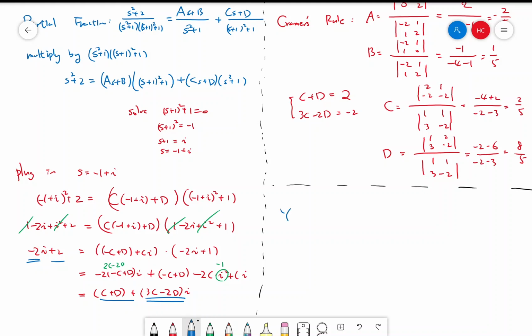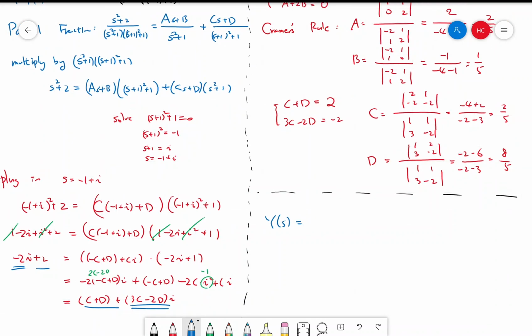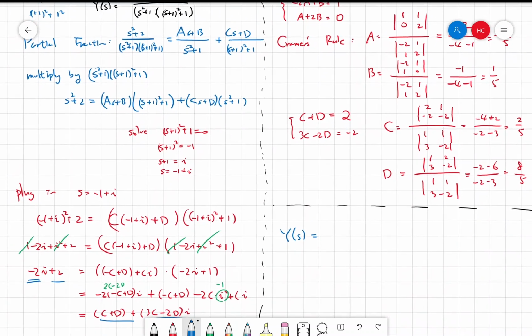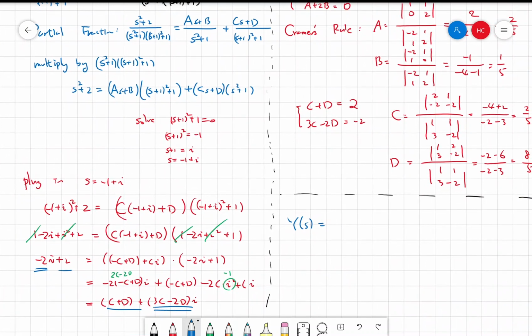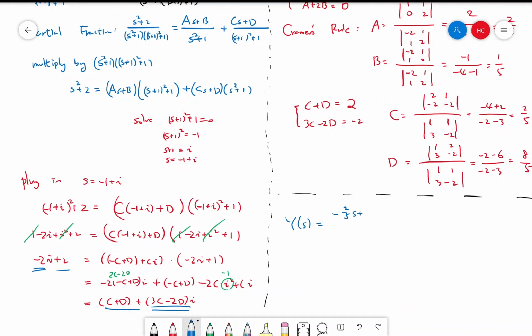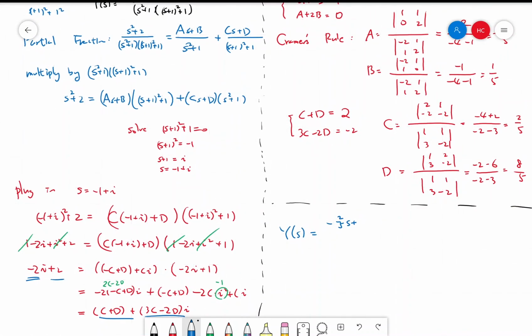So our capital Y is equal to A is negative 2/5, I think, yeah. So it's negative 2/5 s plus B is 1/5. This is over s^2 + 1, plus C is 2/5, D is 8/5. And then this is over (s+1)^2 + 1. Okay, let's move it over.